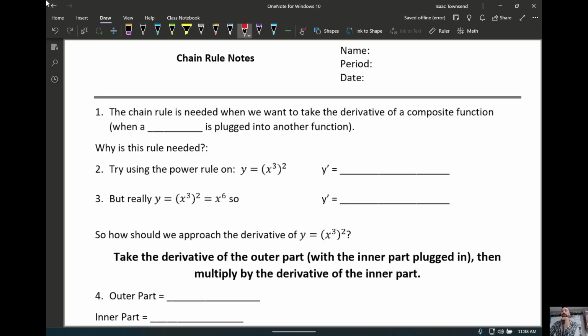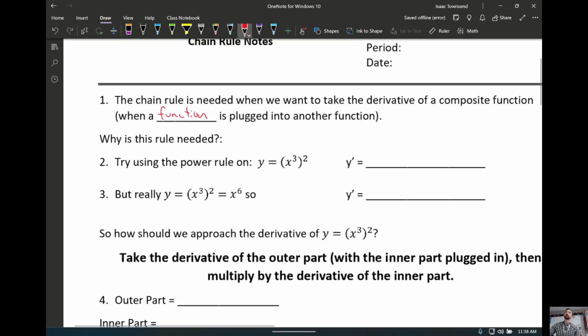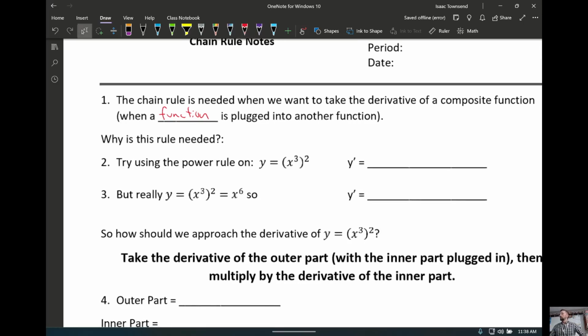Okay, so chain rule. Chain rule is needed anytime you want to take the derivative of a composite function. A composite function is when you have a function plugged into another function. So our front half of this worksheet is just me trying to show you and convince you that the chain rule is needed.